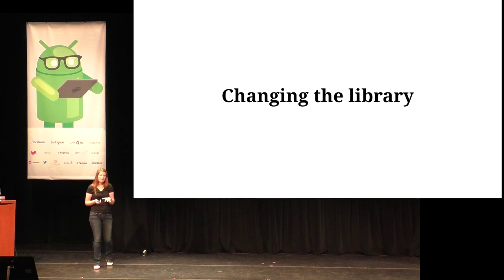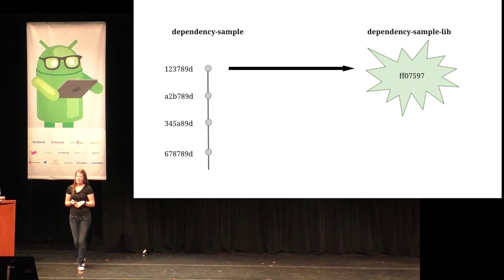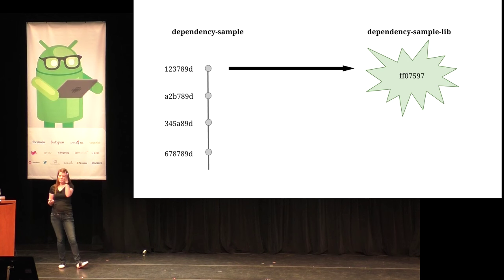If you yourself are working and want to make changes to this library, how do you do it? Just as a level set, in this scenario, I've run git status so that I can see that I am currently at FF07. And again, just a reminder, the visual representation of this is that we've got our shell branch, and it is pointing to the specific commit FF07.